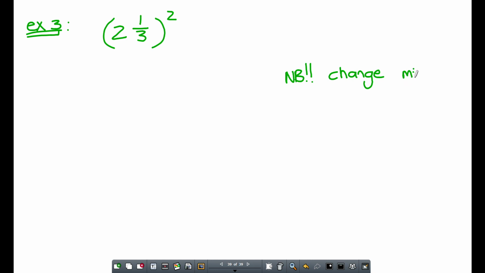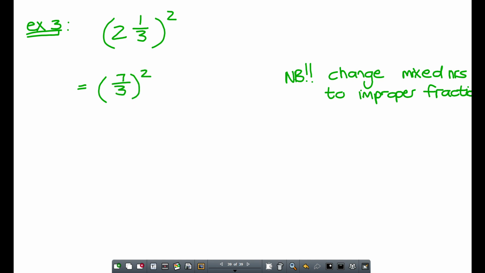Change mixed numbers to an improper fraction. Okay, so change that to an improper fraction. What would it be? 7/3. Good. Still in brackets to the power of 2.